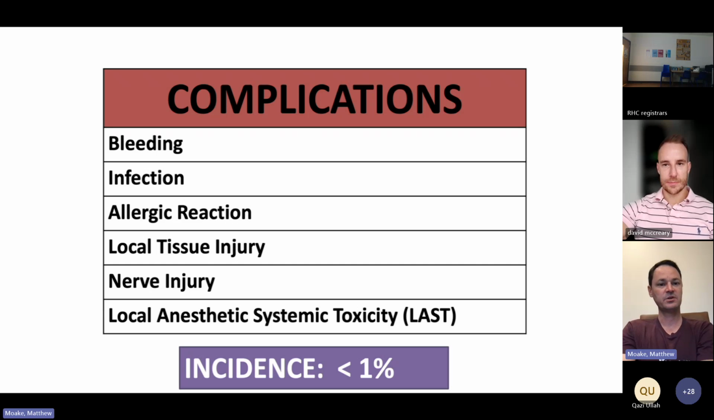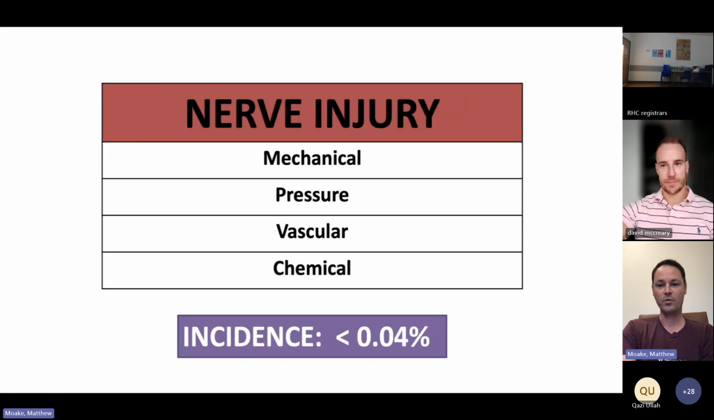The complications you can see with nerve blocks are, for the most part, similar to what you have with other procedures. So bleeding, infection, local tissue injury, all at risk anytime you are inserting something in the body, allergic reaction to the anesthetic, nerve injury, and then local anesthetic systemic toxicity are our biggest concerns. The overall incidence of complications in blocks is less than 1%. The ones that are more true block specific, so nerve injury incidence is well below 1%, less than 0.04% overall in the reported literature.